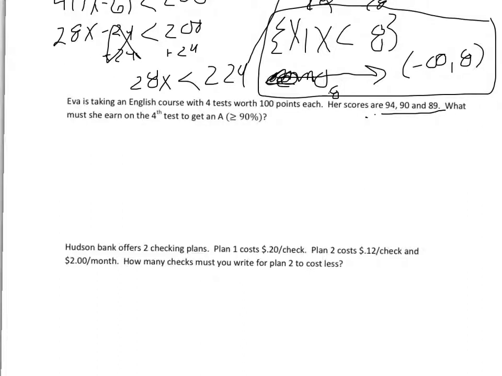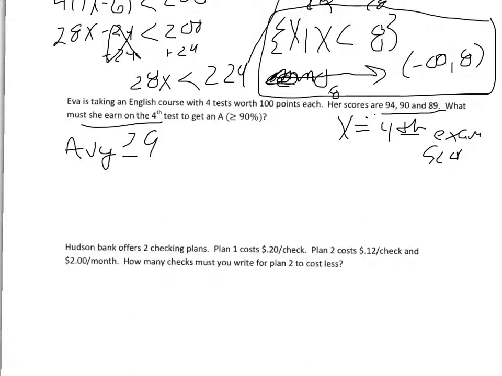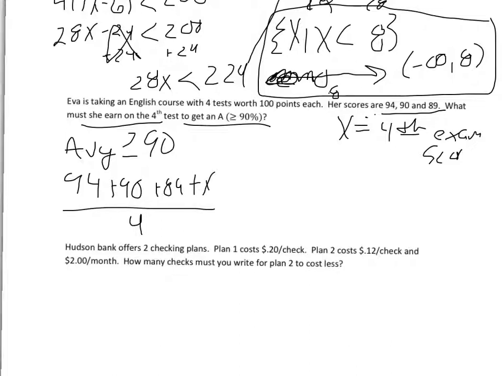Okay, so one thing we do is this. It says, what must she earn on the 4th exam? So let x equal 4th exam score. And we want her average to be greater than or equal to 90. That is what this is saying right there. So if we're averaging 4 things together, we add them up and divide by 4. So the 4 exam scores are 94 plus 90 plus 89 plus x, all over 4 has to be greater than or equal to 90.